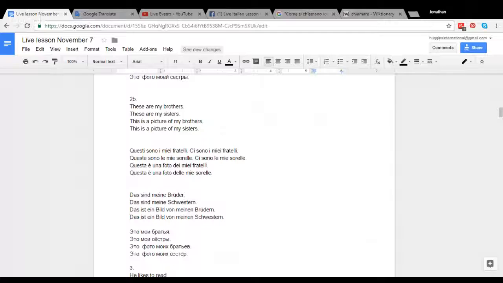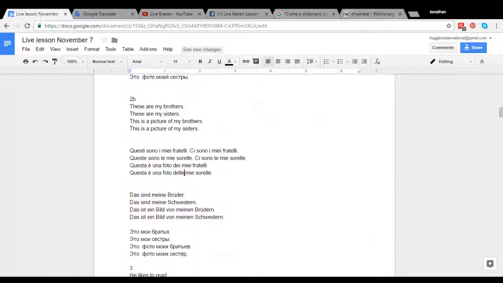If I would introduce a picture of my brothers and sisters, I could have questa. This is singular because we're talking about one picture. Questa è una foto dei miei fratelli. And I could have questa è una foto delle mie sorelle. So notice that this of form, dei and delle, those change when they combine with the definite article.